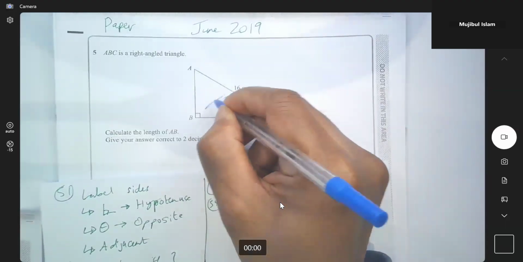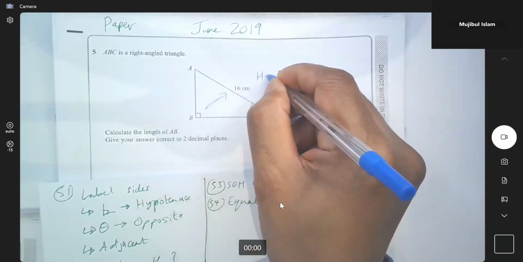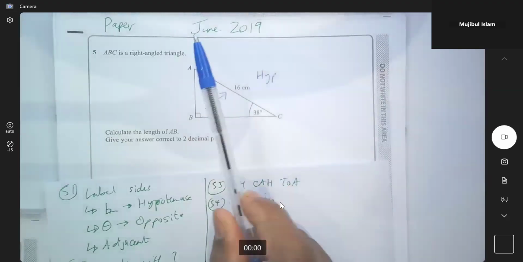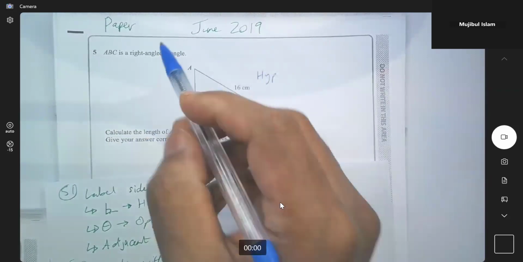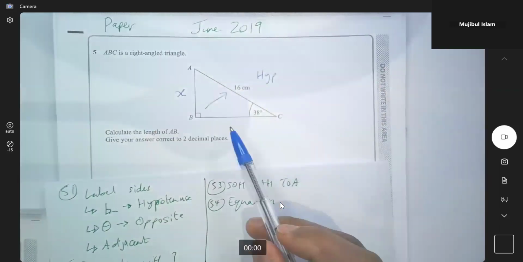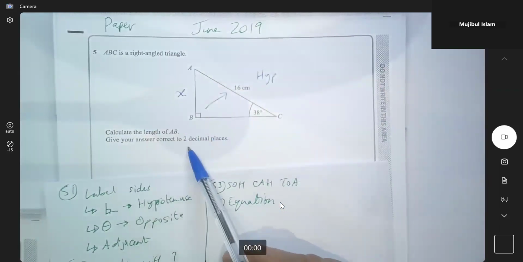So opposite the right angle is my hypotenuse. I've not read the question actually. ABC is a right angle triangle. Calculate the length AB. So AB is this one here, so it's my unknown X. Give your answer to 2 decimal places.